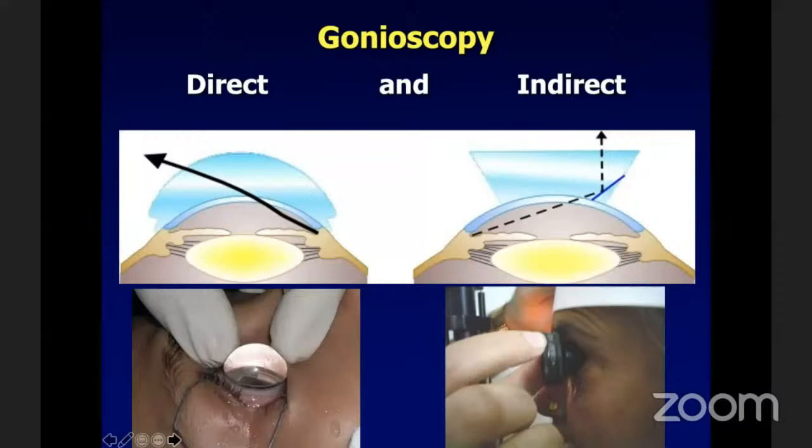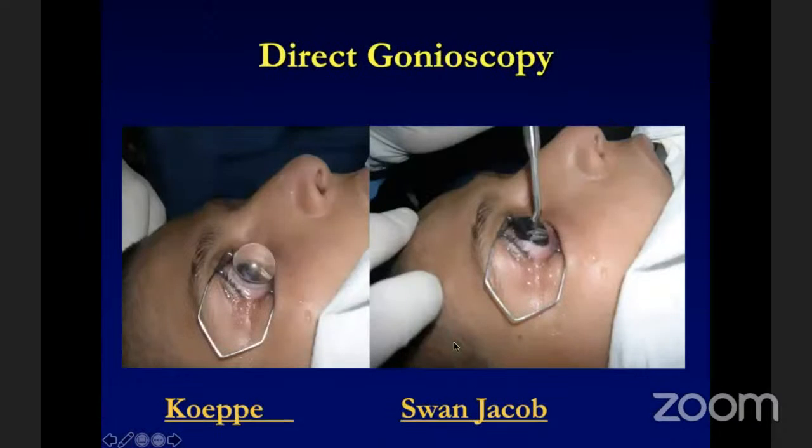Gonioscopy is basically divided into two broad categories: the direct gonioscopy with the Koeppe lenses that we do like examination under anesthesia, and the indirect lenses which we commonly do in the OPD on the slit lamp. The indirect ones have a mirror and they give you an inverted image.